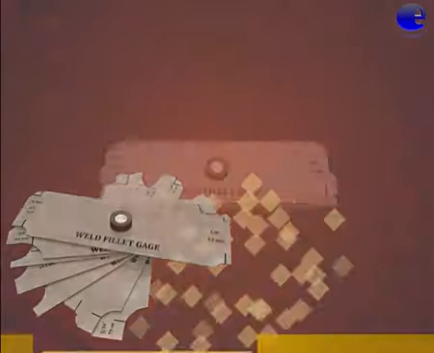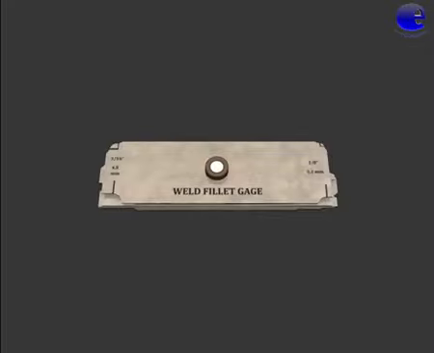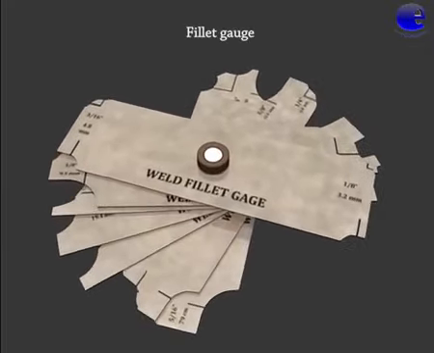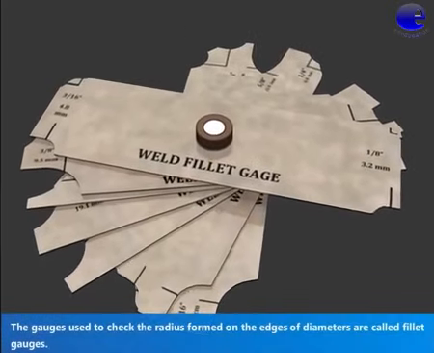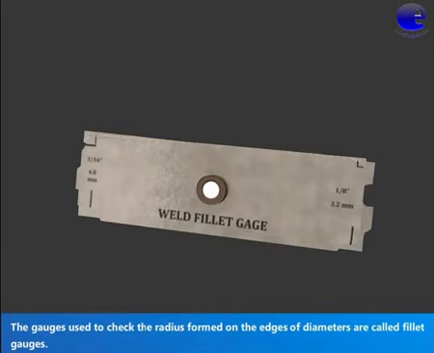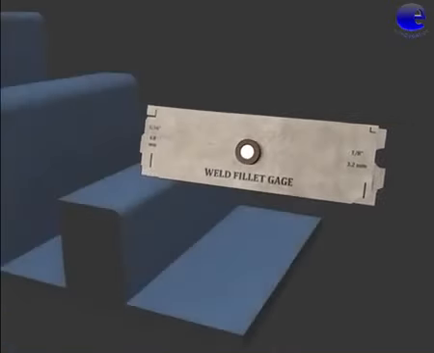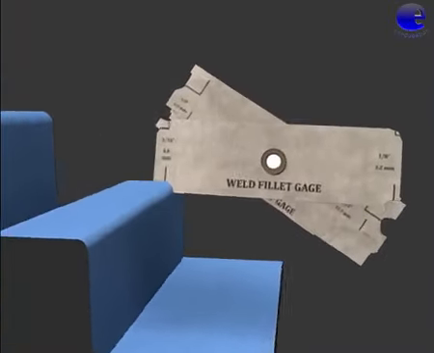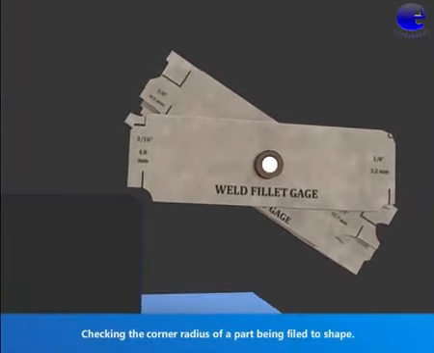Fillet gauge. Let us see a 3D model of a fillet gauge. The gauges used to check the radius formed on the edges of diameters are called fillet gauges. Checking the corner radius of a part being filed to shape.